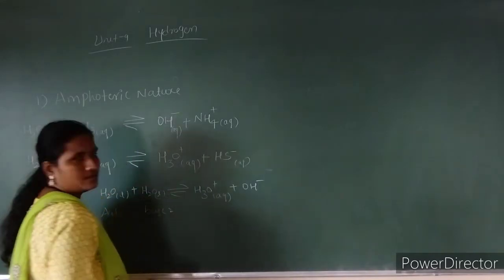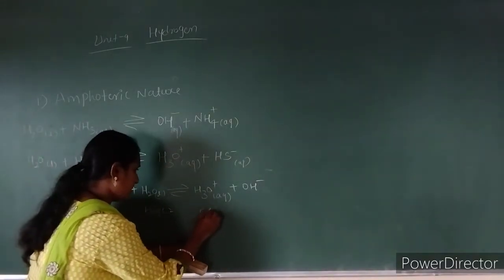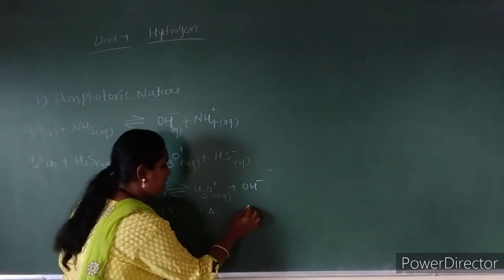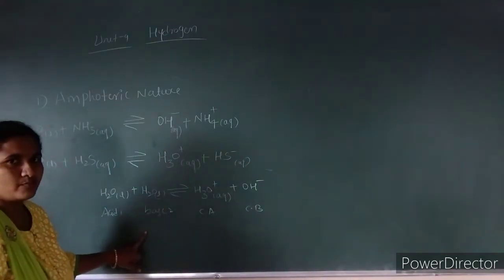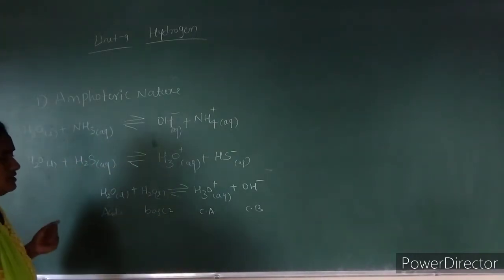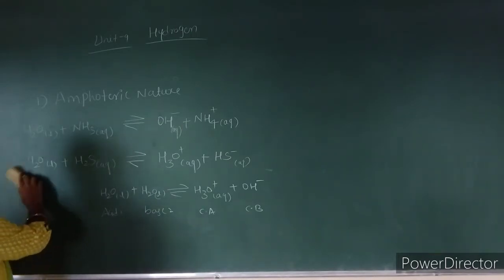So after the reaction, this H3O+ molecule will behave as the conjugate acid of acid 1, and OH minus will behave as the conjugate base of the second molecule, that is base 2. In this way, water shows both acidic and basic characters, which is said to be the amphoteric behavior of water. So this is the important one.